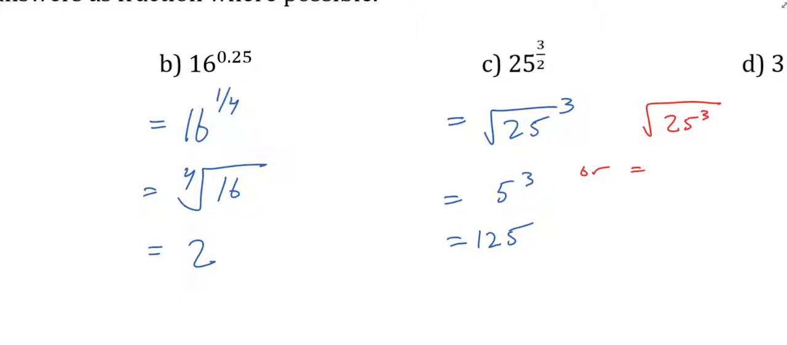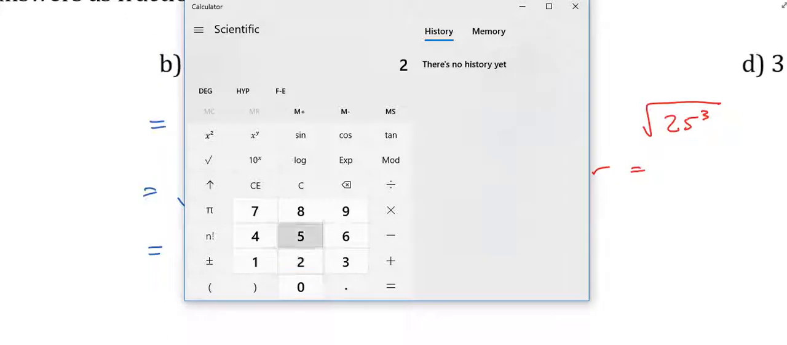So 25 to the 3 is going to give me a really big number. And if it was to the 4 or to the 5, it's going to go off the calculator pretty fast because exponents get big really fast. And even 15,625, I don't really want to have to write that if I don't have to. But you only have to do this in one step.